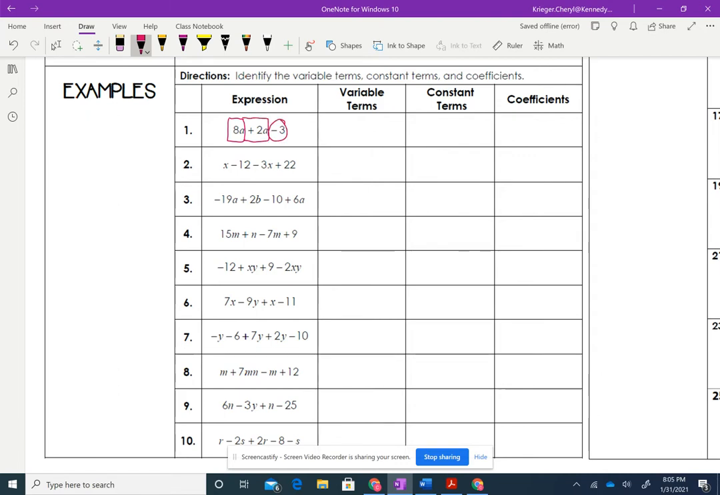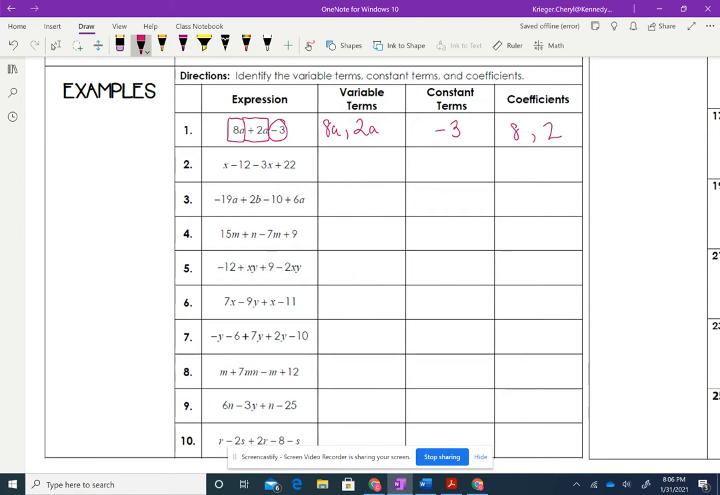And my constant, negative 3, right? That's the term without the a. So I'll go ahead and write my variable terms, 8a and 2a. My constant was what I circled, negative 3. And my coefficients are the numbers in front of my variable terms, which are 8 and 2.